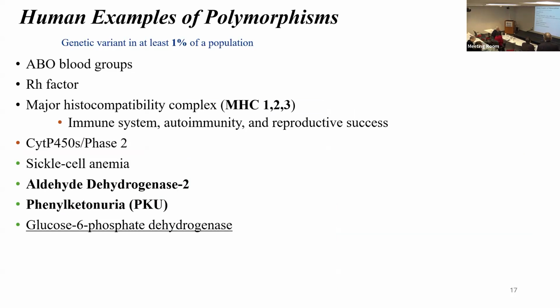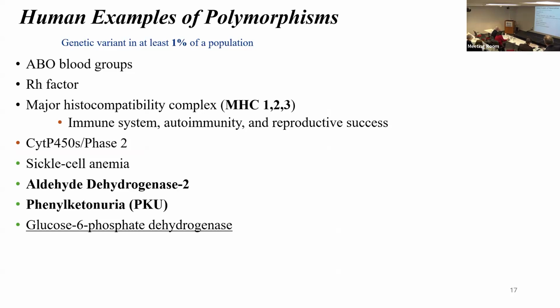For those of you that aren't familiar with polymorphisms, the definition is a genetic variation in at least 1% of the population, your blood types, major histocompatibility. Many of the phase 1 and phase 2 metabolizing enzymes are polymorphic driven. Sickle cell anemia. I'm going to give you 2 examples of these polymorphisms.